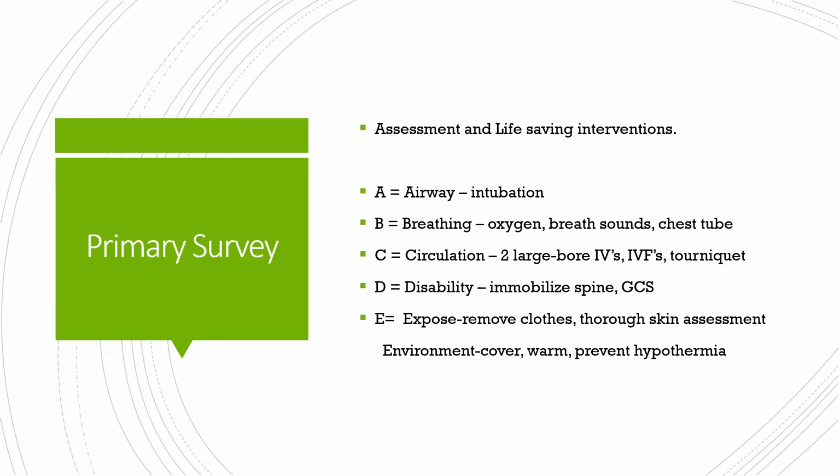D, disability. You want to immobilize the spine, do a Glasgow coma scale check. And then E, expose. You want to remove all the clothes, do a thorough skin assessment, but do keep people warm, prevent hypothermia. And people can move from one color to the next, so they may start out as a yellow and then all of a sudden turn into a red. So those assessments need to happen quickly and to keep up on them.